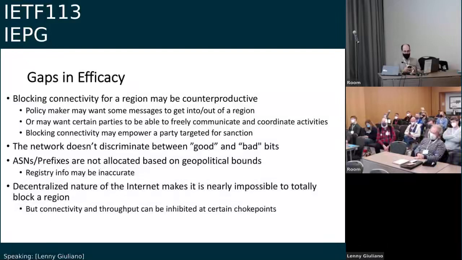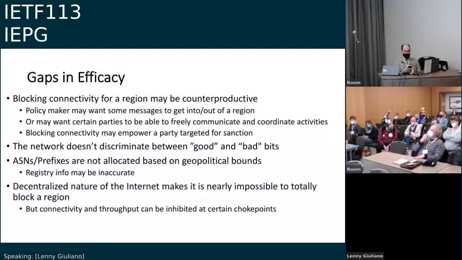Also, autonomous systems and prefixes are not allocated based on geopolitical boundaries. They're loosely allocated on region, and there are registries, but the registry information can be fairly accurate.